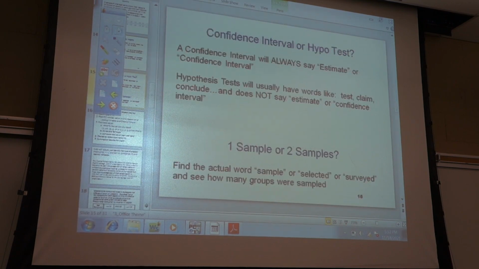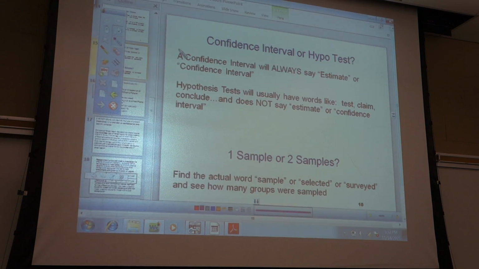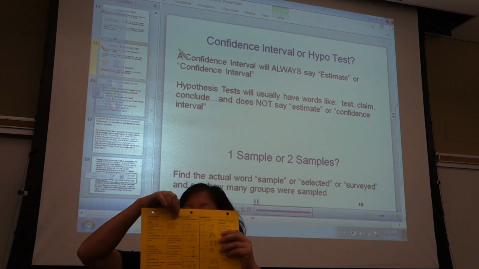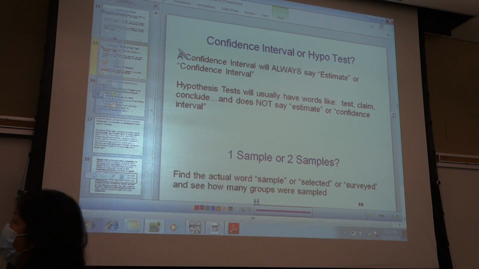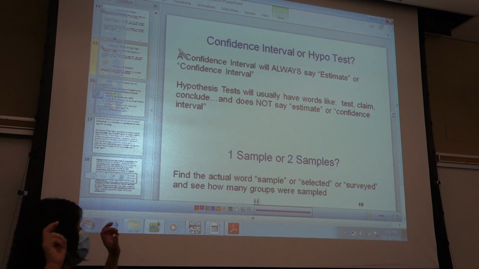How do you know if it's a confidence interval or a hypothesis test? A confidence interval will always say estimate or confidence interval, the phrase confidence interval together. How do you remember those phrases? Because it's right on your yellow sheet, right here. Right? It's right there. Hypothesis tests will have words like test, claim, conclude. More importantly, it will never say estimate or confidence interval.